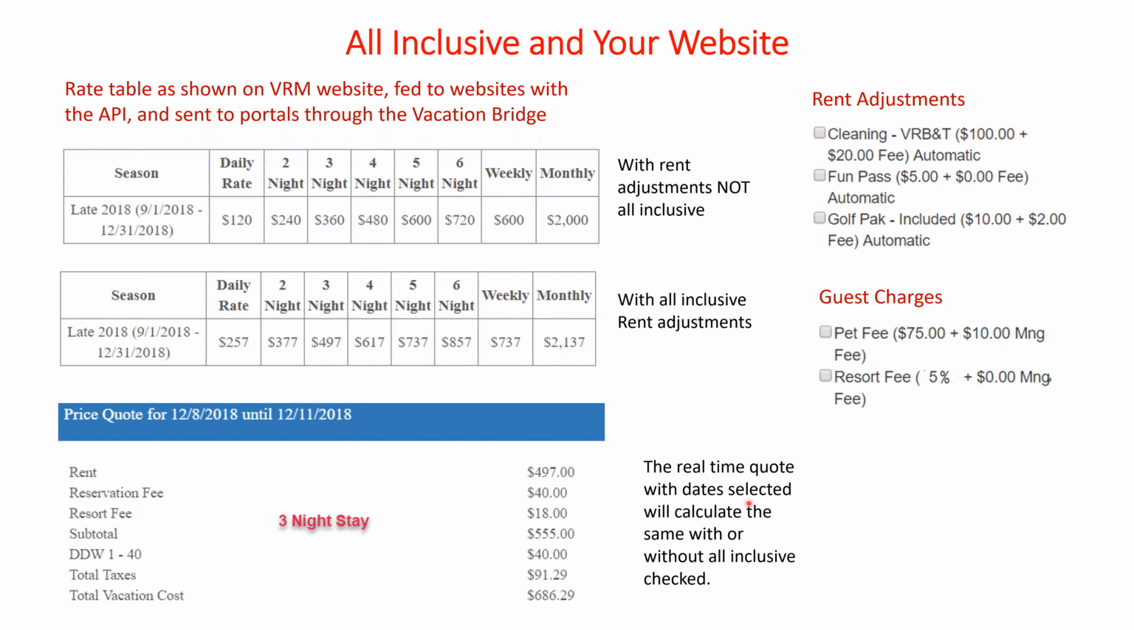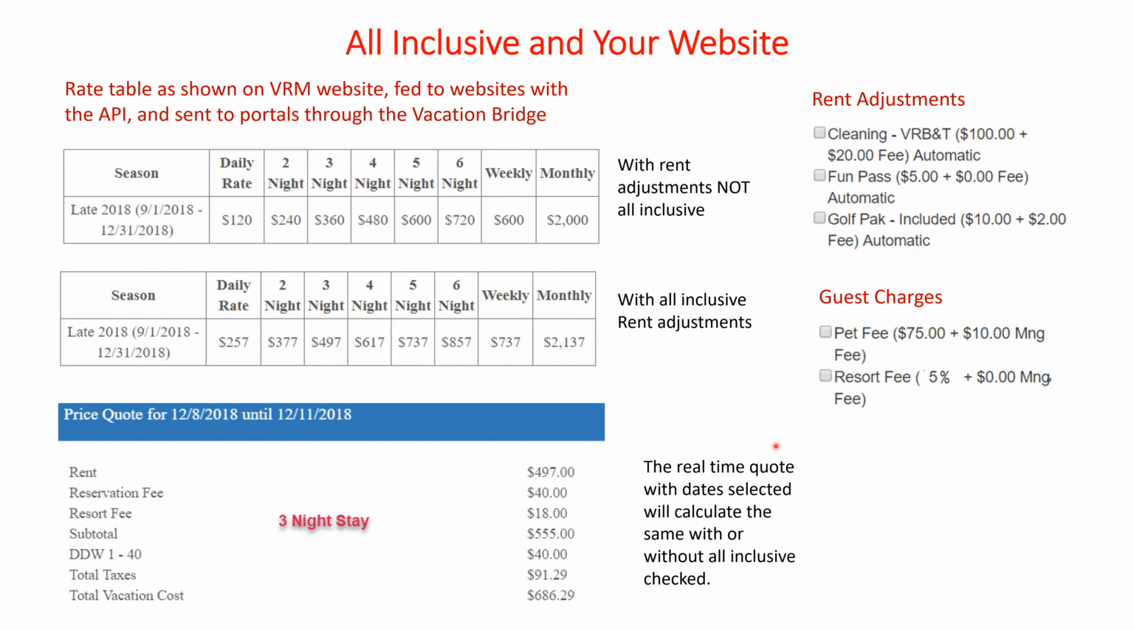When you get a real-time quote with dates selected, this happens to be a screenshot from one of our websites, but even if you're on a third party using the API, the quote is always going to be the same. It's always going to be this $497 for a 3-night stay, regardless of what this table is showing. So before the days of channel partners and portals, all-inclusive was basically a mechanism to show or not show this charge on your website.